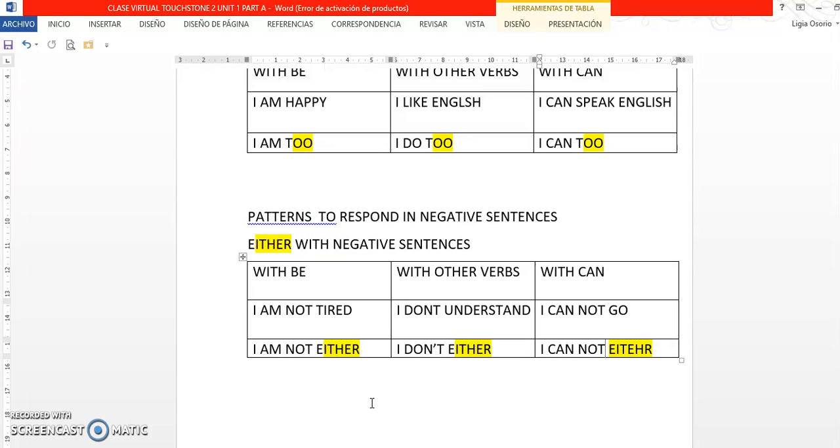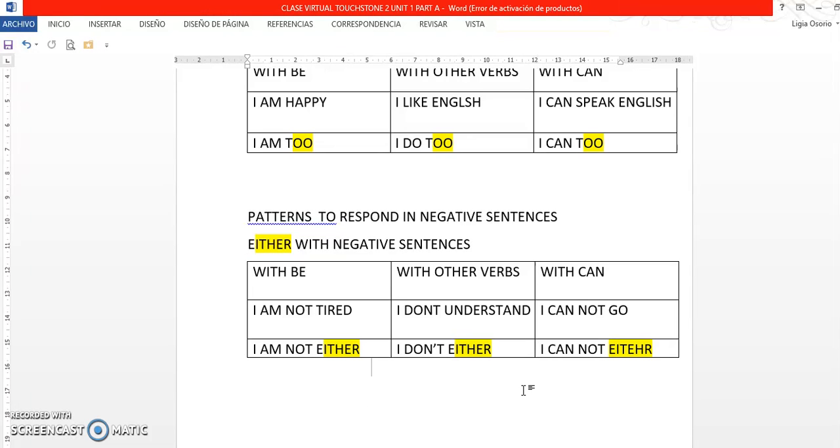Okay? Now let's try it with other sentences. For example, if I have here, remember, if you have an affirmative sentence like this one, for example, "I study English."